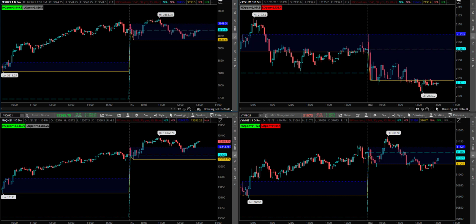The Nasdaq's the one market that's holding up a bit stronger. It's holding up closer to its highs, but the other three instruments are currently in the bottom half of their range, with the Russell being the weakest, hanging out right near its lows.